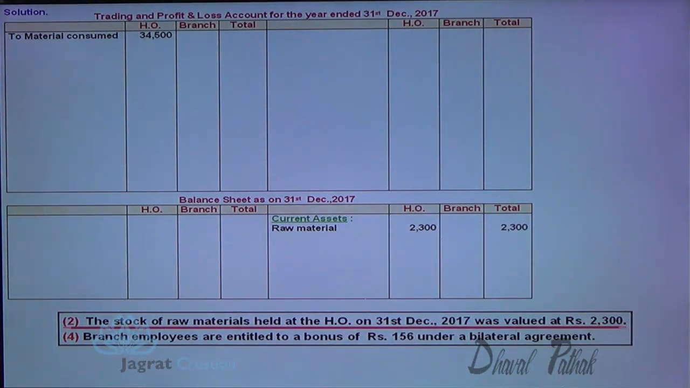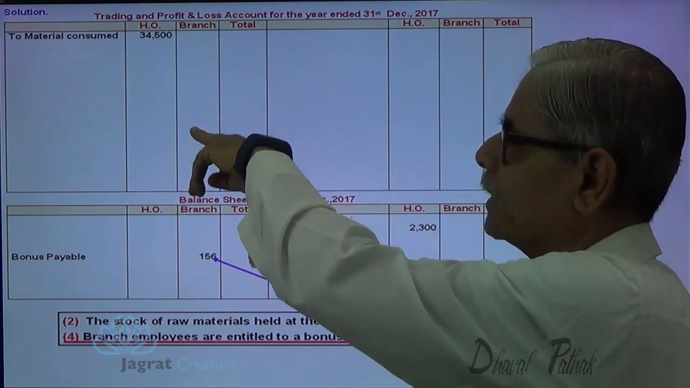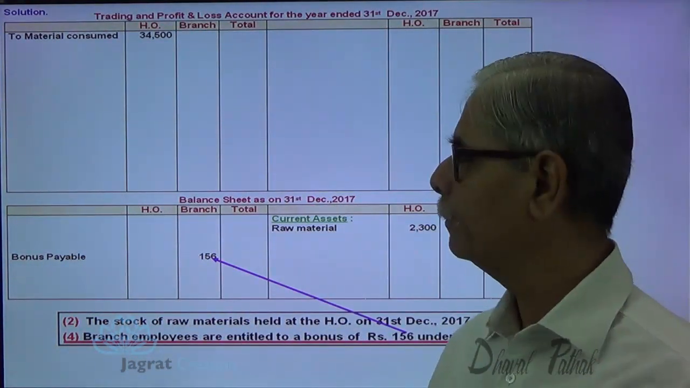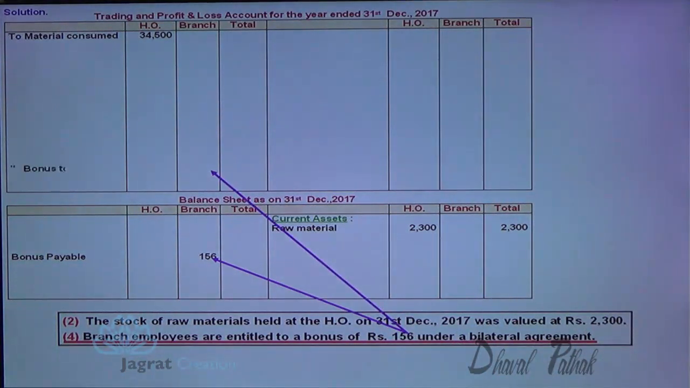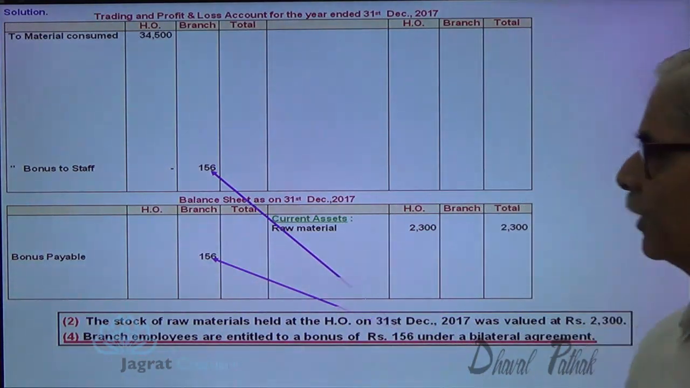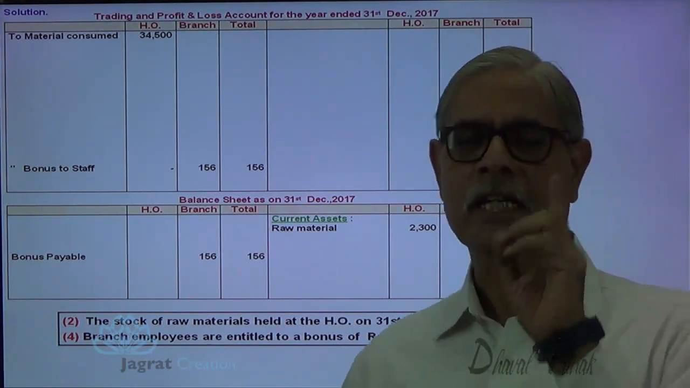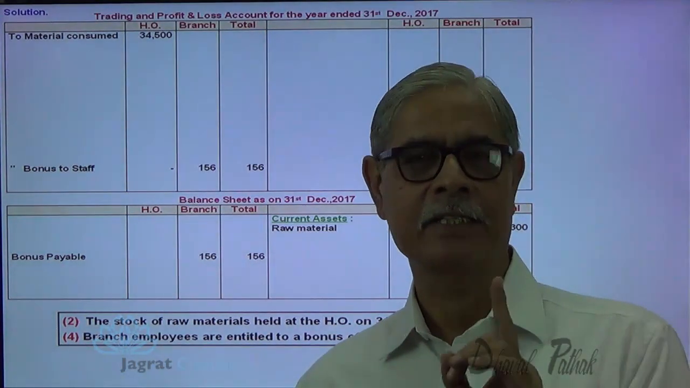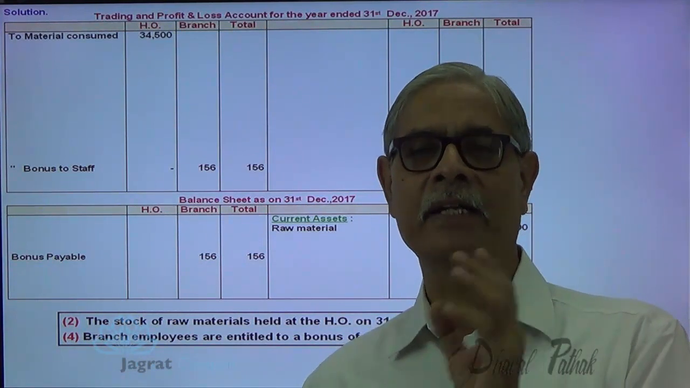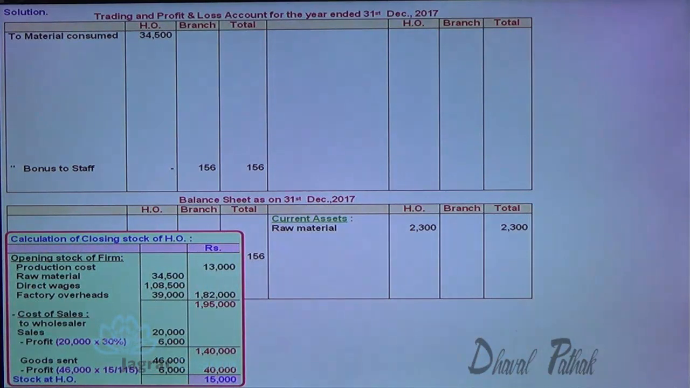Now branch employees are entitled to a bonus. Bonus is an expense debited to the profit and loss account of branch and bonus payable liability in the branch balance sheet. So this bonus to staff is an expense debited to branch profit and loss account. So this is how these 2 and 4 adjustments are done. First adjustment is goods in transit and cash in transit already considered, and its effect in trial balances is already reported.